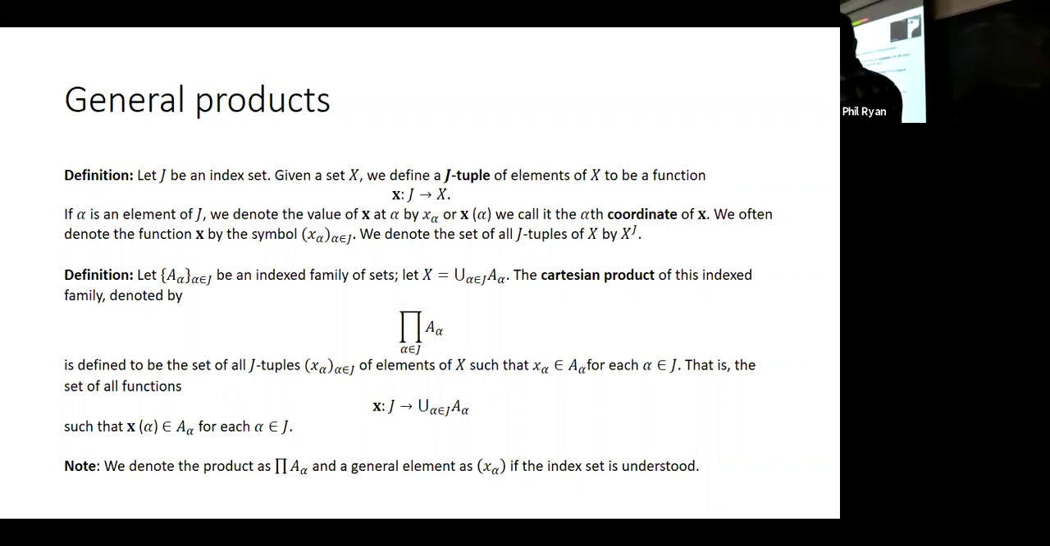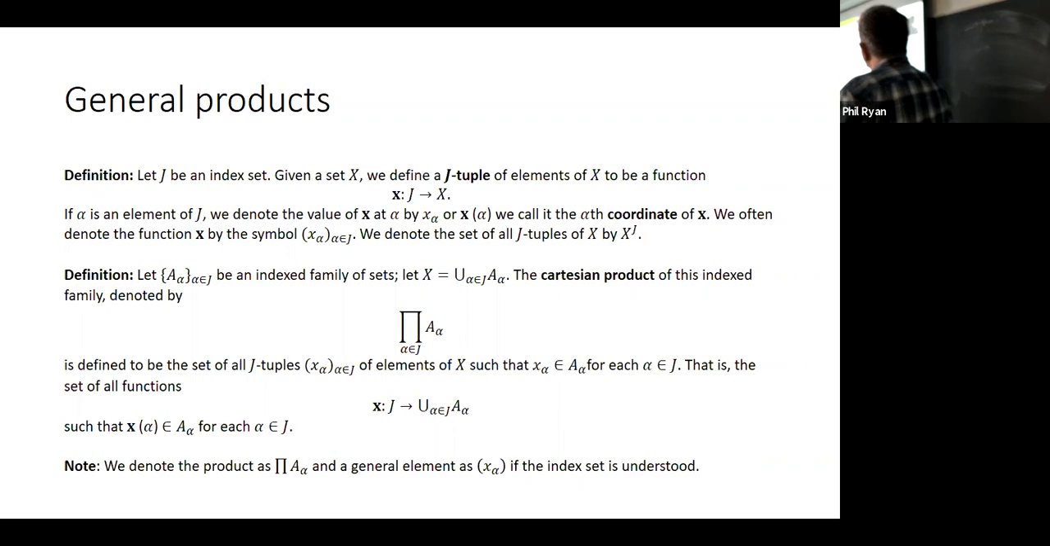Okay, so first you have to index your spaces, and so you need some index set. So you define a J tuple. So if J is an index set, a J tuple is just a function from J to X. If J is infinite, that's going to give you sort of interesting things, and you might want to put further restrictions on it.